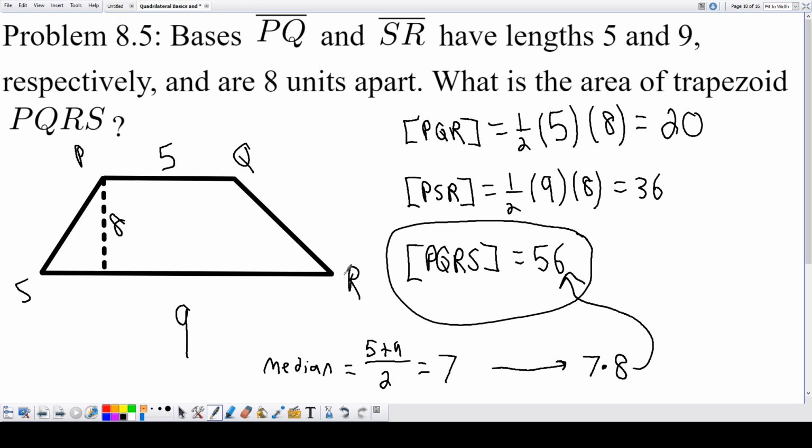Now this is commonly expressed as the formula 1/2 base 1 plus base 2 times the height. But an even simpler way to realize what the formula for the area is just median times the height.